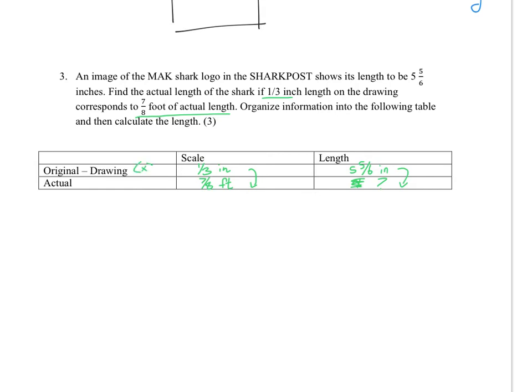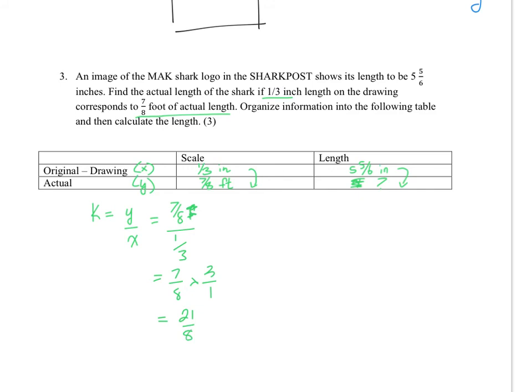So if I make this the x and the y, I know that the constant of proportionality, or the scale factor, is going to be y over x. So that becomes 7/8 of a foot. Actually, I'll just leave the unit out for a second. So 7/8 divided by 1/3. So that's 7/8 times 3/1. So we got a weird scale factor. It's like 21 to 8. It's not a nice number, but we got to work with it.